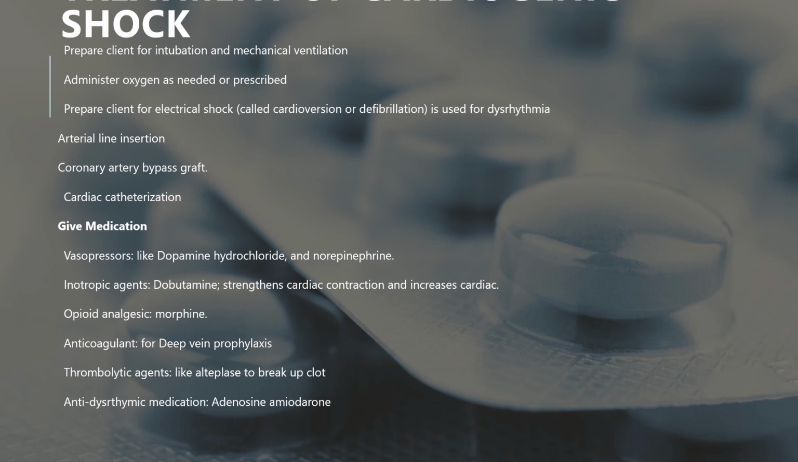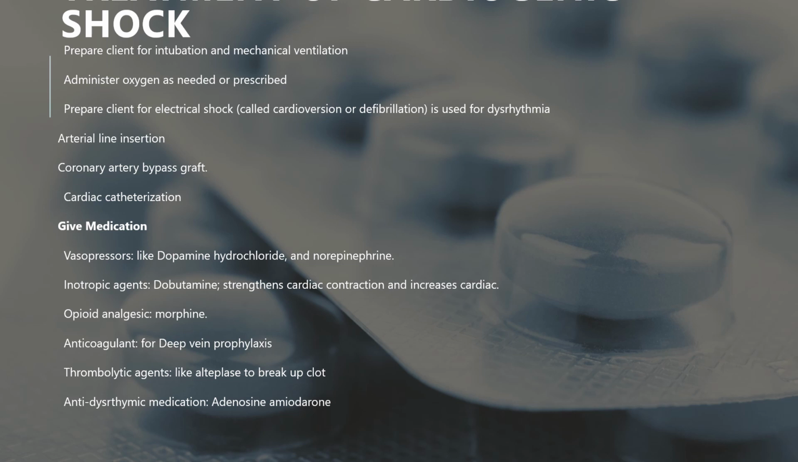We will also give inotropic agents like dobutamine. They strengthen cardiac contraction and increase cardiac output. So we have to check for headache and chest pain when giving this medication. We will also give opioids like morphine. We have to check respirations with that and have naloxone and resuscitation equipment available for severe respiratory depression in a client who is non-ventilated.